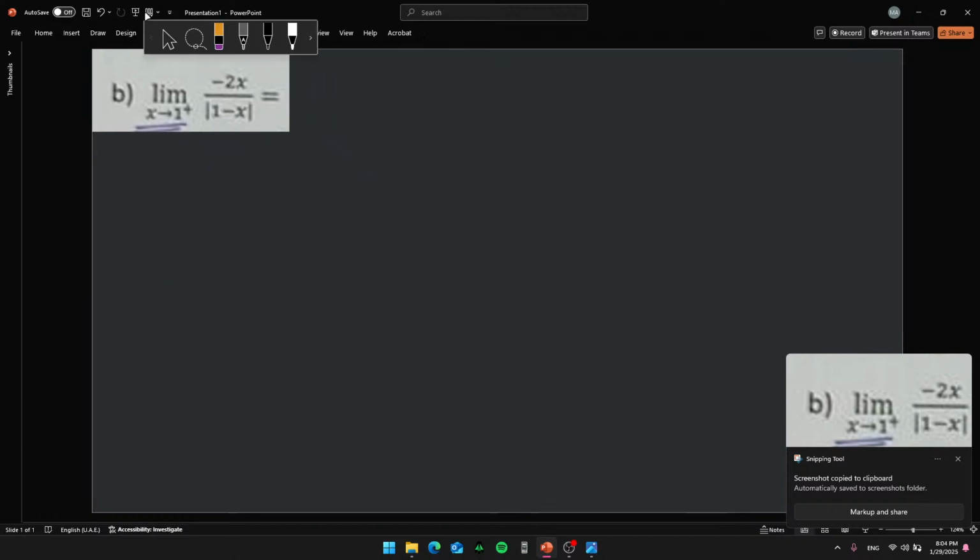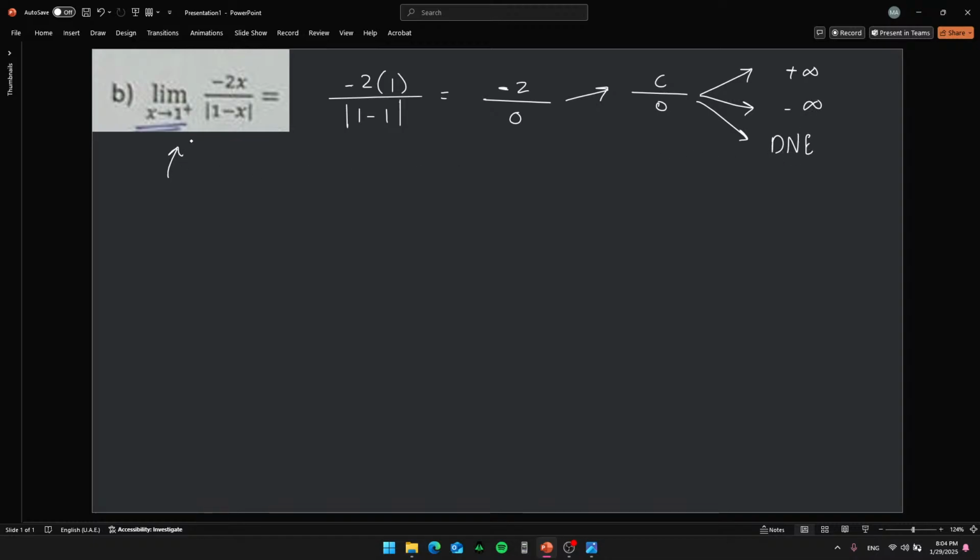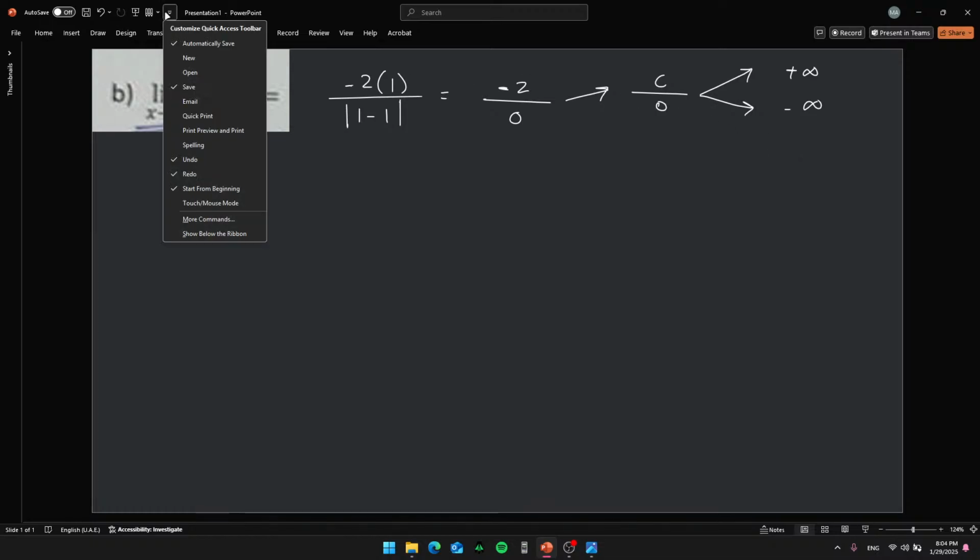Okay, let's plug in the number. -2 times 1 over 1 minus 1 with an absolute value. So we get -2 over 0. Whenever we have a constant over 0, the limit value may be positive infinity, negative infinity, or does not exist. This limit is a one-sided limit, so it wouldn't be does not exist. So it's either positive infinity or negative infinity. Now, how should we know?